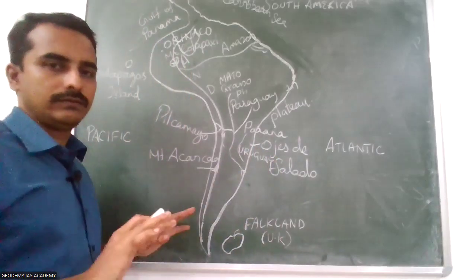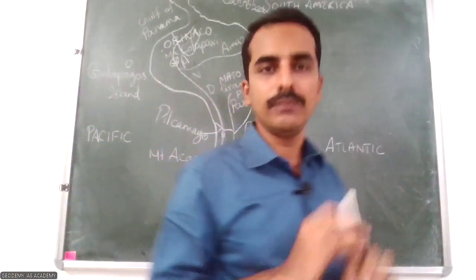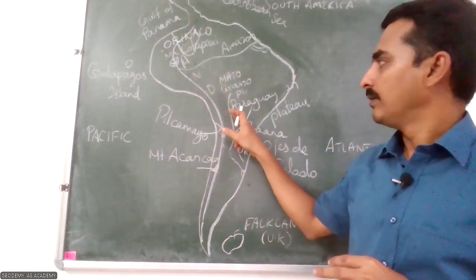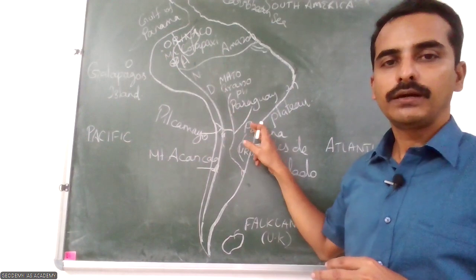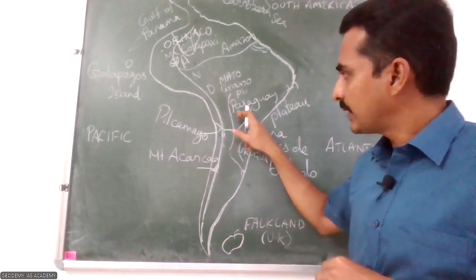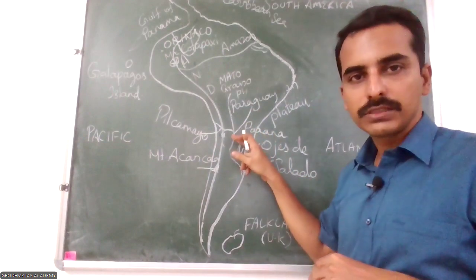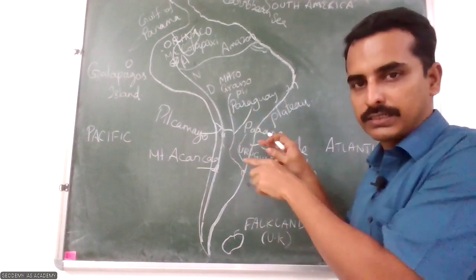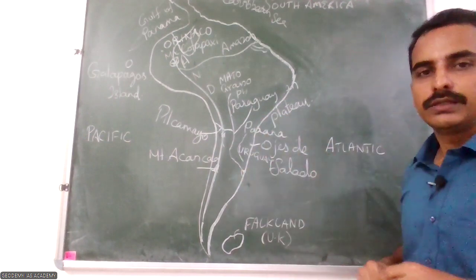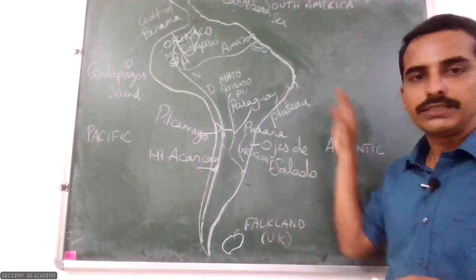So that's all. You should know at least these important rivers in South America: Amazon, Orinoco, Paraguay, Parana, Pilcomayo. Because these Paraguay, Parana, Pilcomayo rivers are natural boundaries of the countries in the region. Let us discuss that in the political part. So these are the important rivers, mountains and plateaus.